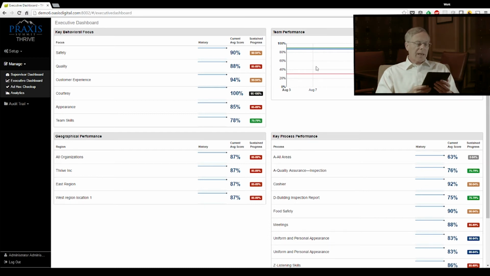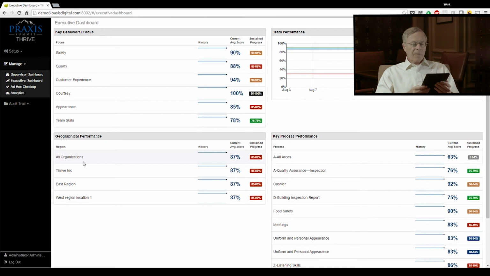We also provide a graphical performance. So in an organization, for example, they could look at a regional division, they could look at a specific location, they could look at even a piece of an organization, just a division within a plant, for example. And so this gives that perspective.